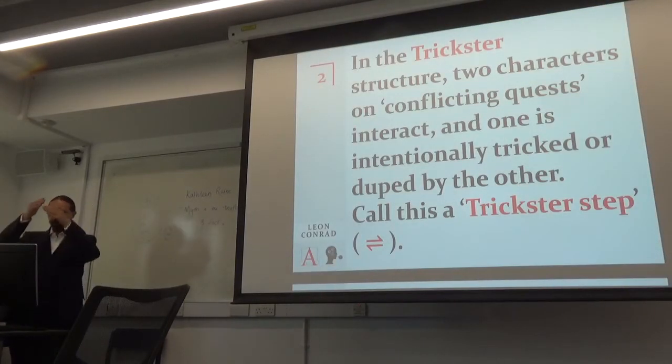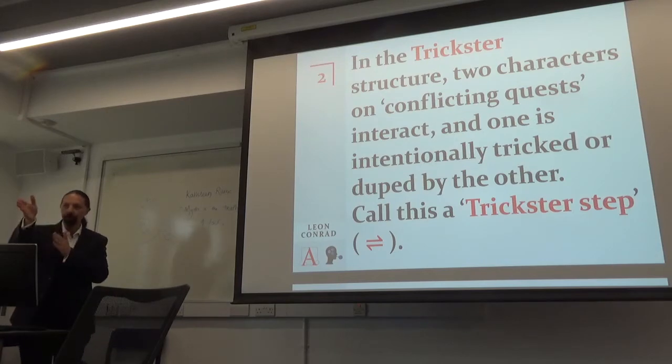When they interact, one has the intention of tricking or duping the other. In a quest structure, a friend or helper is a friend or helper. In a trickster structure, a friend or helper appears to be a friend or helper, but is actually an enemy or hindrance. When that interaction occurs, you've got a trickster step.